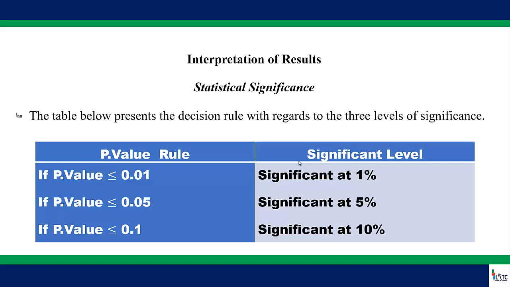Now this is just a summary of everything I've been saying about statistical significance. You can see the p-value, the significance level. If the p-value is less than or equal to 0.01, that means it is significant at 1%. If it is less than or equal to 0.05, that means it is significant at 5%. And if it is less than or equal to 0.1, it means that it is significant at 10%. But take note, the conventional level is the 5%. So I would suggest that you should always stick to that.